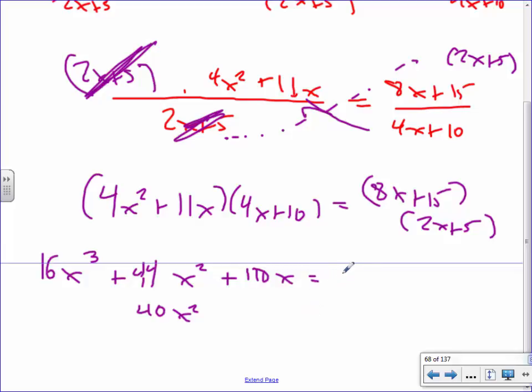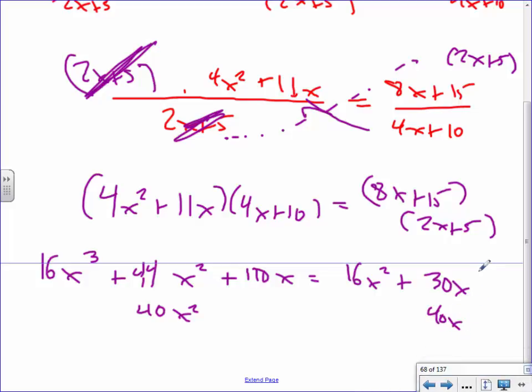Okay, and then on the other side, we've got 16x squared. We're going to have 30x and 40x and 75? 5 times 15? Yeah, 75.